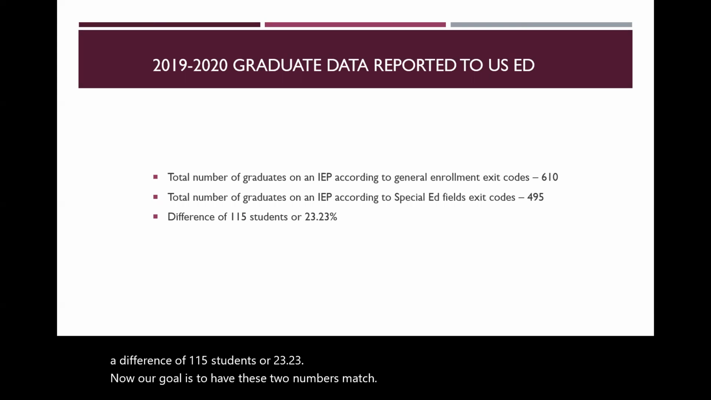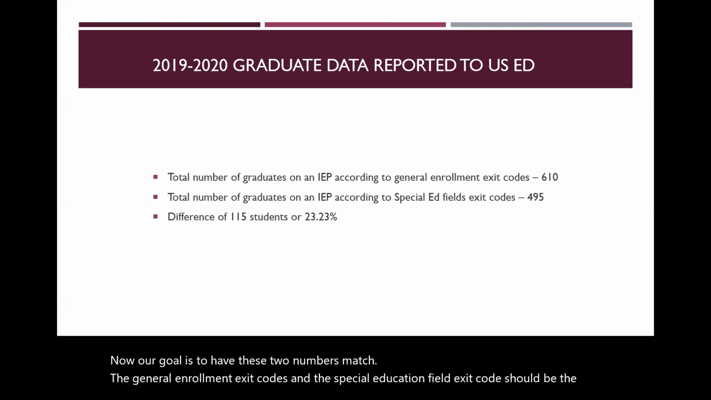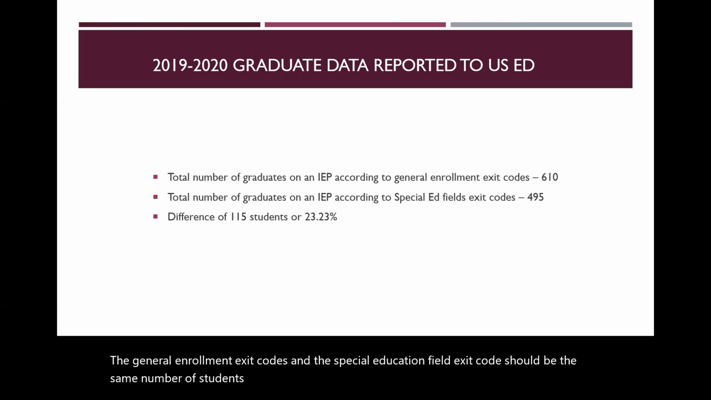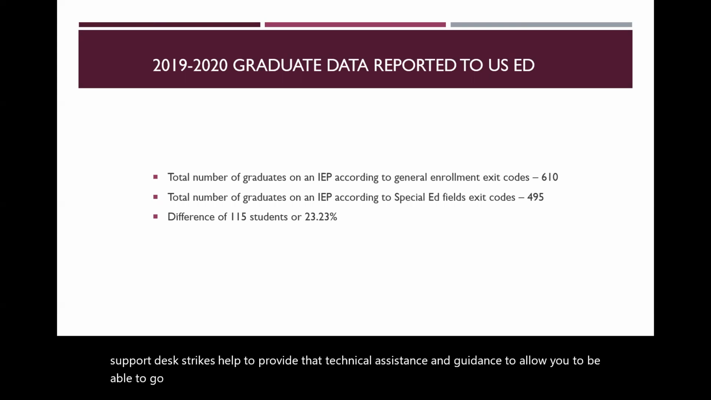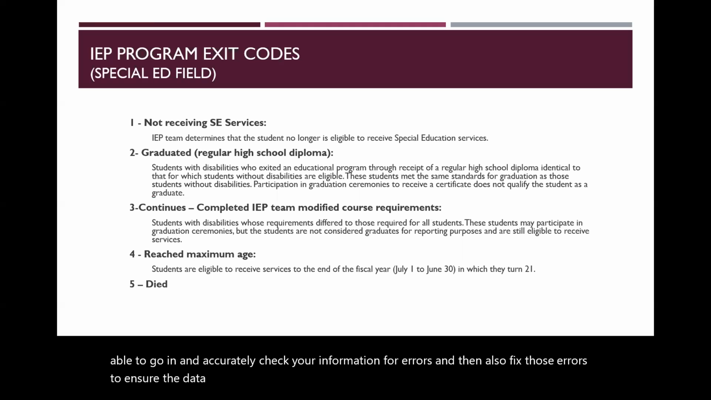The general enrollment exit codes and the special education field exit code should be the same number of students. This is due to coding errors, and so our training today is to help support districts, help to provide that technical assistance and guidance to allow you to be able to go in and accurately check your information for errors, and then also fix those errors to ensure the data is correct.